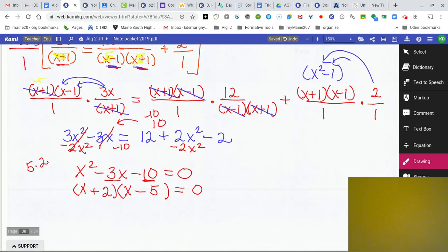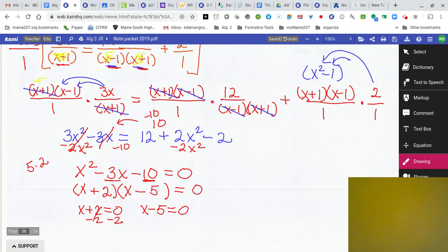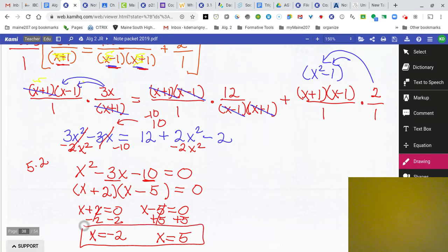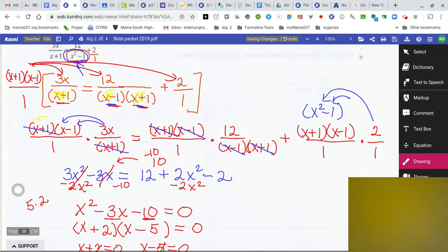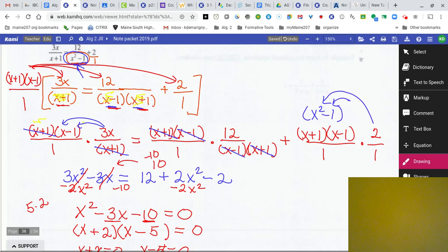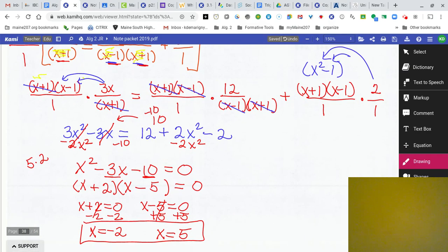And then hopefully you remember to set each factor equal to 0. So x plus 2 equals 0, x minus 5 equals 0, and then you solve it. So x is equal to negative 2, and when you add the 5, x is equal to 5. Now, before I accept both of those as my solutions, I need to go back up to my beginning.